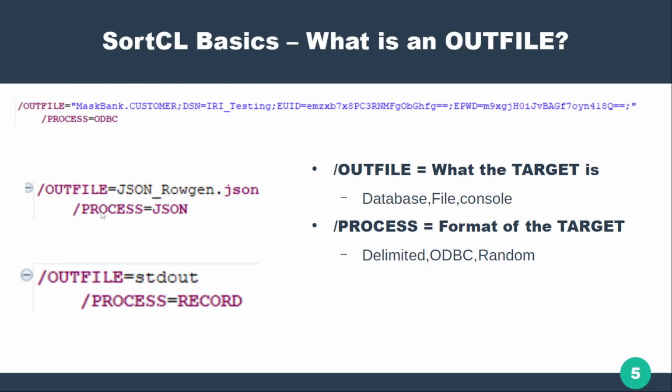Here in this example, we have a /OUTFILE of a .json file, and the process is going to correlate as a JSON. And in the final example, we have an OUTFILE of stdout or standard out, and the process is going to correlate with that as well.